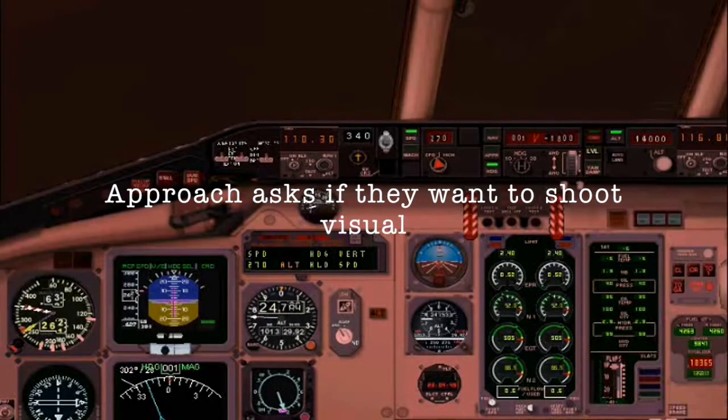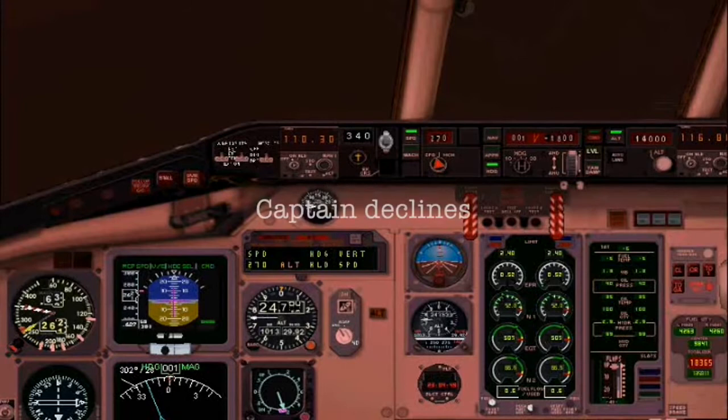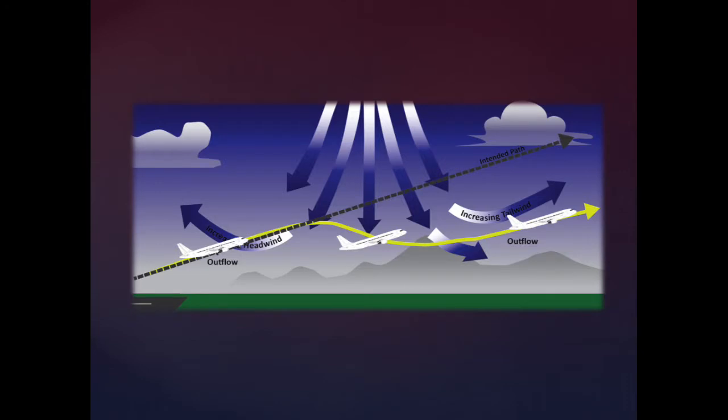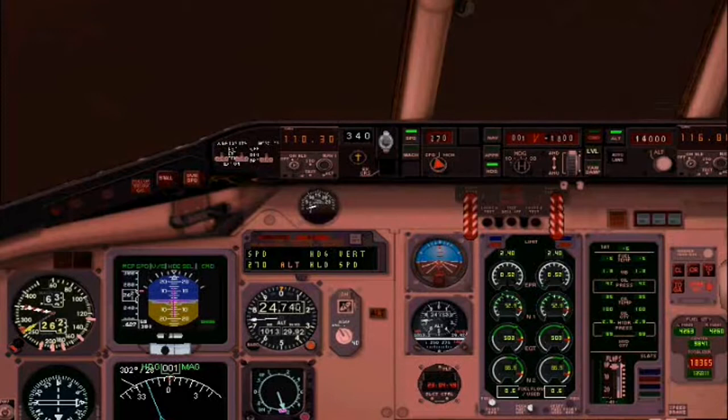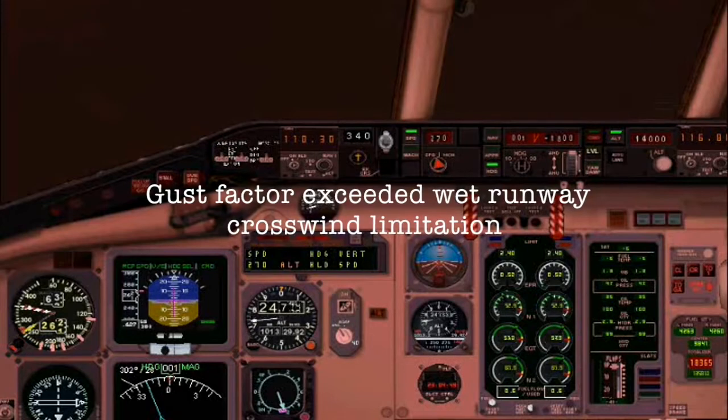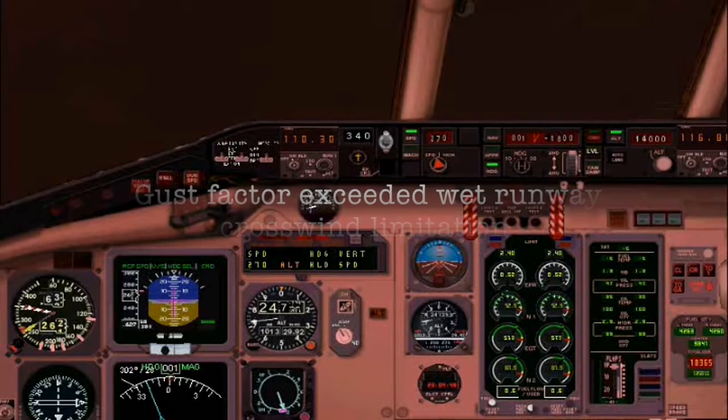The approach controller asked the pilots if they wanted to shoot a visual approach, but the captain declined the visual because of poor visual conditions. The controller then warned the pilots of wind shear. The controller then updated them with a new wind speed and direction, and the gust factor at this point exceeded the wet runway crosswind limitation. The pilots prepared for this by changing their approach plan.